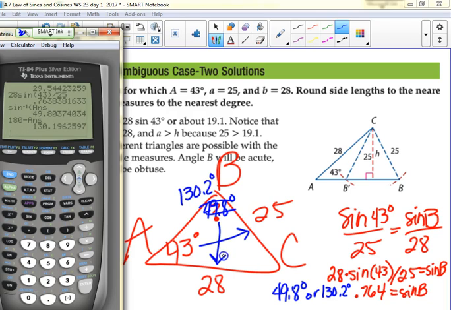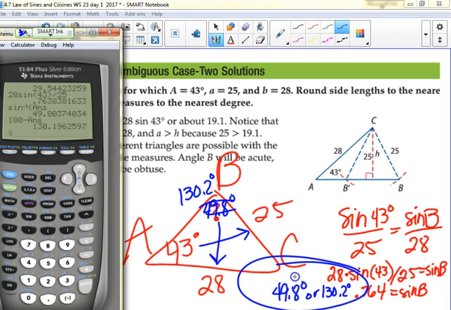We run into an issue sometimes where this adds up to too much already, right? But this plus 43 is 173.2. That would make this angle teeny tiny, but it's possible. We aren't over 180. And 130 is across from the bigger length, and 43 is across from a smaller length. So it's possible that both of these work.